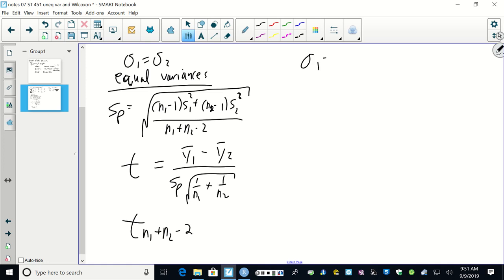However, if this is not equal, then it doesn't make any sense to pool them, because you would take one small variance and one large variance and average them together and get something in between, and it's not really accurate for either group. Right?